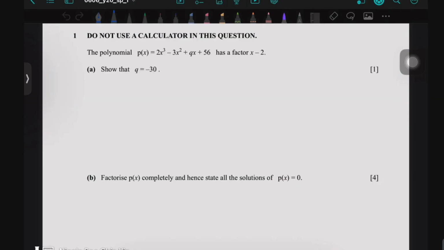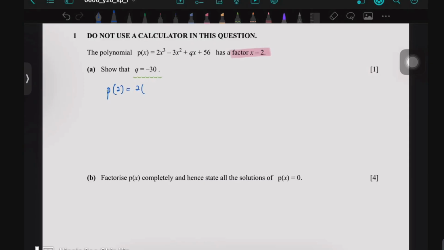We start. They say the polynomial p(x) is 2x cubed minus 3x squared plus qx plus 56 has the factor of, highlight the words, x minus 2. Now they want you to show that q equals negative 30. So basically, you just need to sub the factor 2 into your polynomial equation.